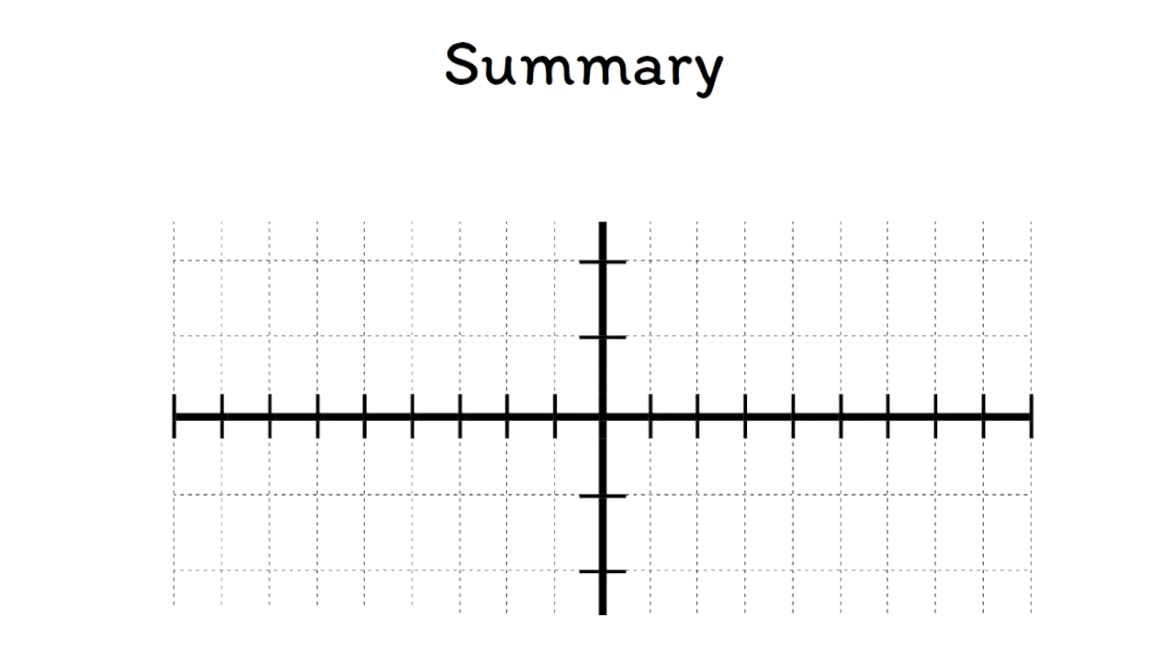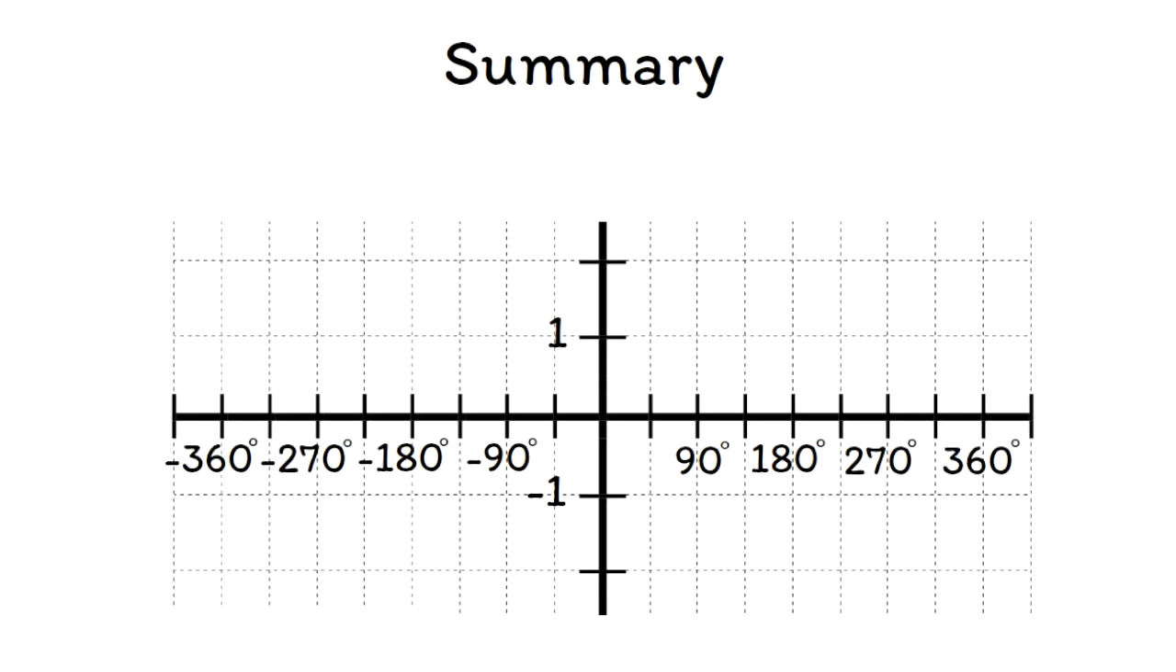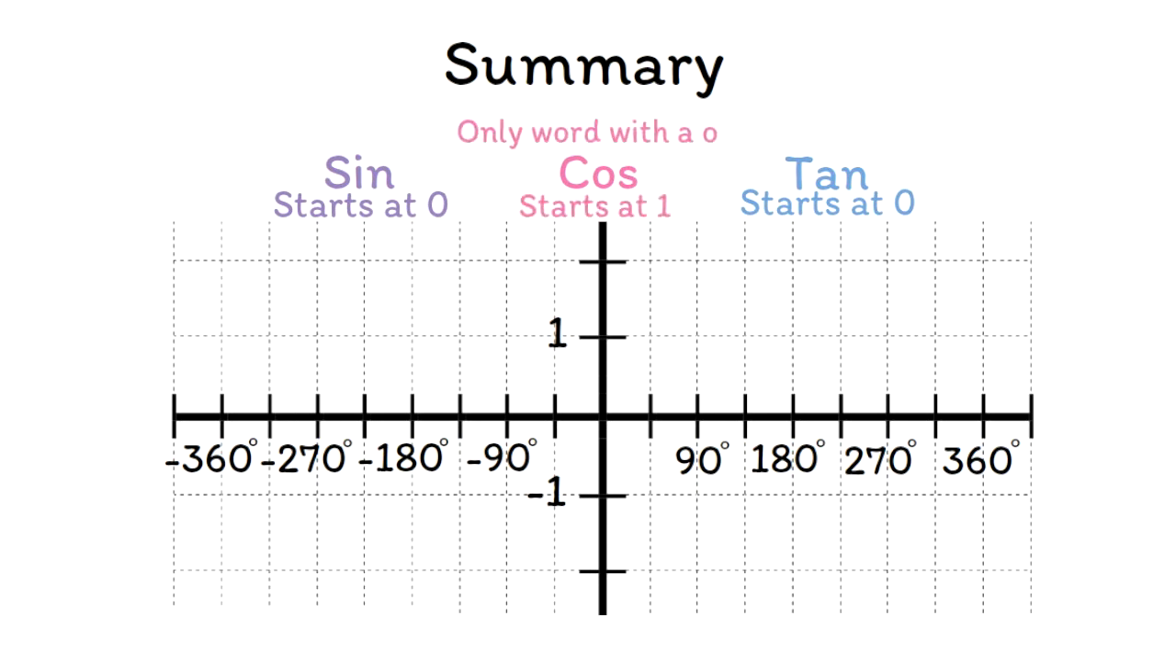This entire topic revolves around just being able to draw 3 different graphs. All 3 graphs start on the same type of graph paper, where you have a 1 and a minus 1 on your y-axis, and then you go up in 90-degree intervals for your x-axis, and then the opposite in the minus figures on the other side. Your sin and tan graphs both start at 0, whereas cos starts at 1.